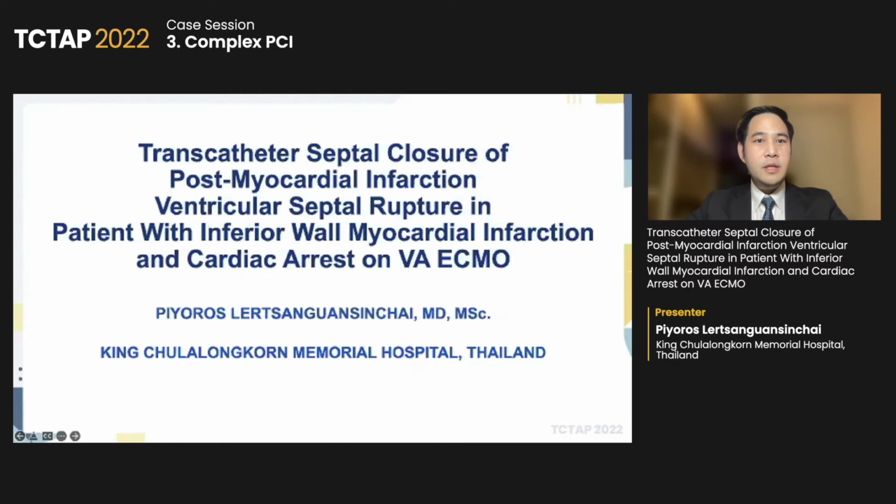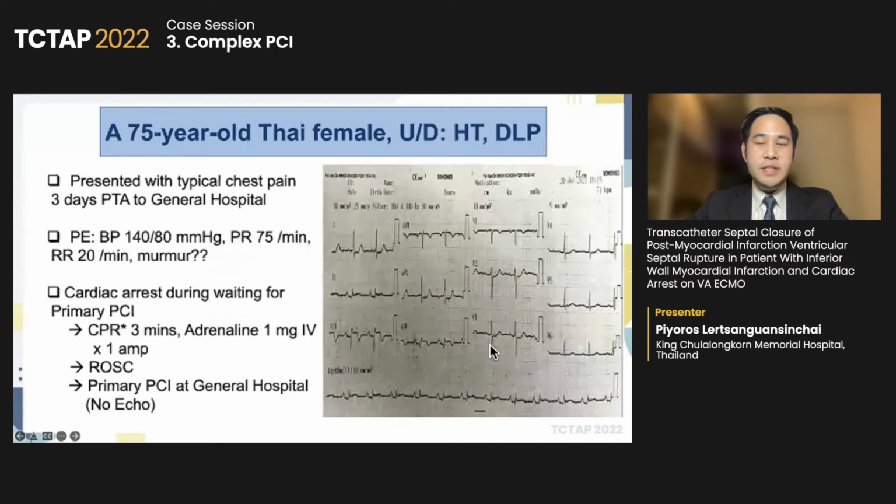Hello, my name is Piyalak Lertsuwansinchai from Chulalongkorn Memorial Hospital. It's a great honor for me to speak here. This is a case of a 35-year-old female with a history of hypertension and dyslipidemia. She presented with typical chest pain for 3 days at a general hospital, and EKG showed inferior wall STEMI. While waiting for primary PCI, she had cardiac arrest and returned to spontaneous circulation after CPR for 3 minutes.